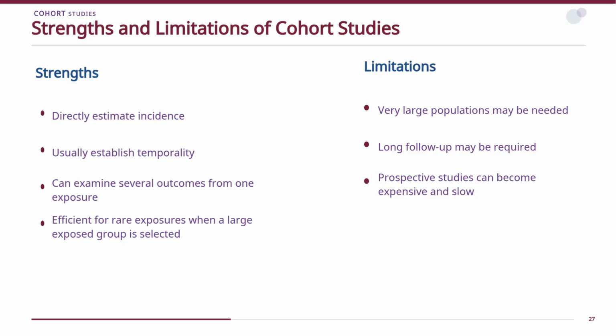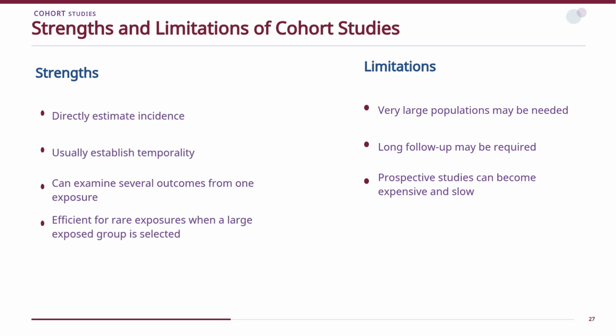Cohort studies have several important strengths. They allow researchers to directly measure incidence because participants are followed over time to see who develops the outcome. They also usually establish temporality, meaning we can show that the exposure occurred before the outcome. Another advantage is that we can study several different outcomes from the same exposure. Cohort studies are also useful for rare exposures, especially when researchers can identify a large group of exposed people.